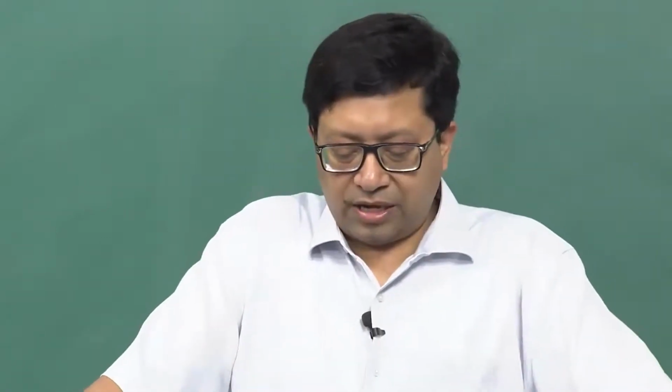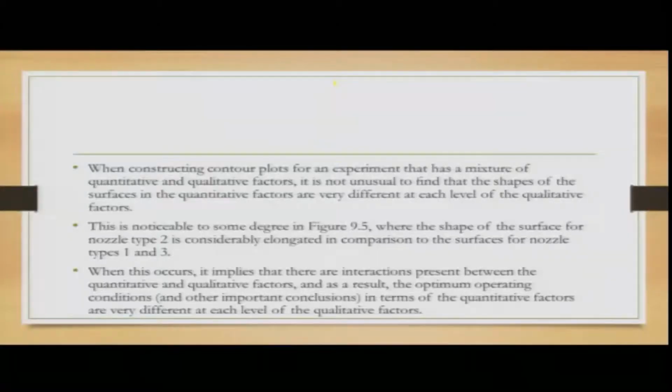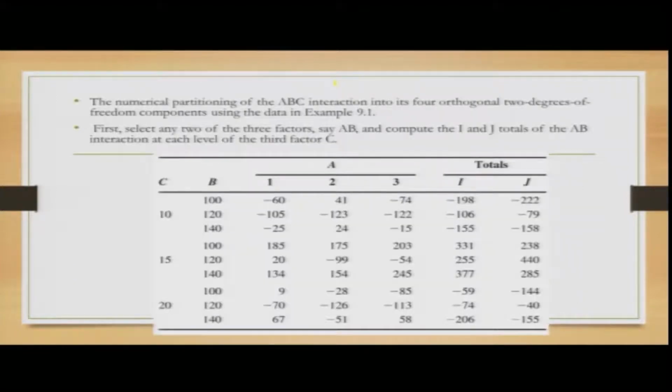When this occurs, it implies that there are interactions present between the quantitative and qualitative factors, and as a result the optimum operating conditions and other important conclusions in terms of the quantitative factors are very different at each level of qualitative factor combinations. The numerical partition of the ABC interaction into its 4 orthogonal 2 degrees of freedom components using the data of 9.1, which is basically speed, pressure, and nozzle dimension, and then trying to find out the frothing and the loss of syrup.